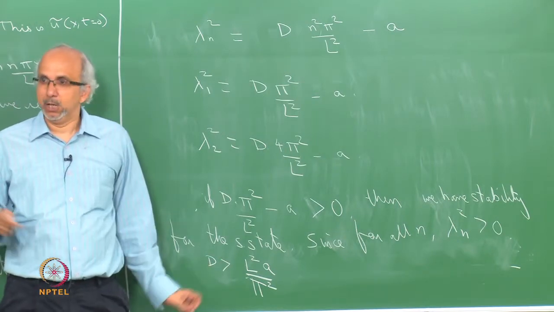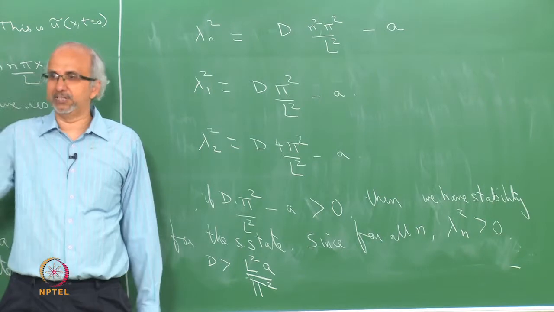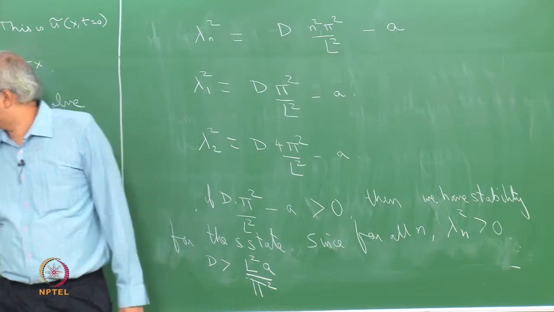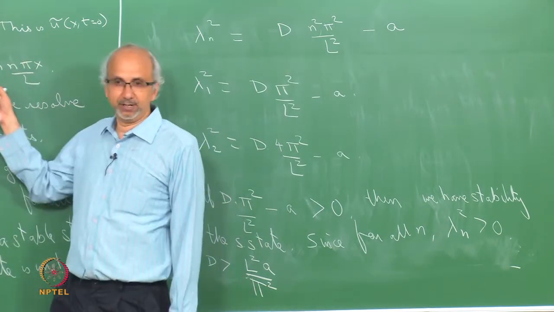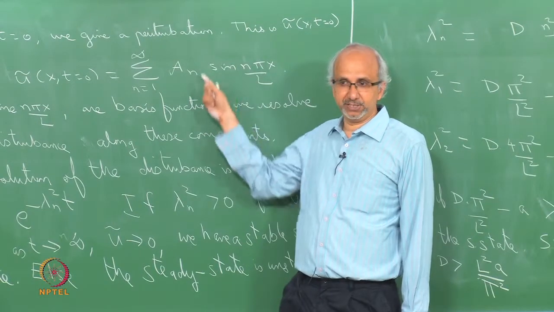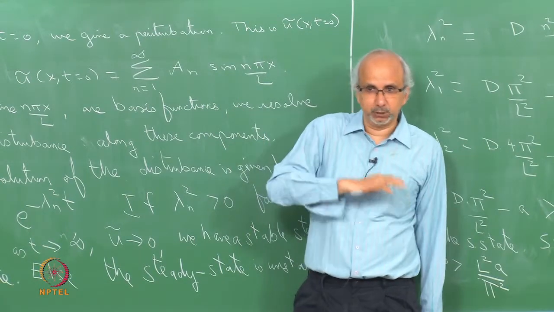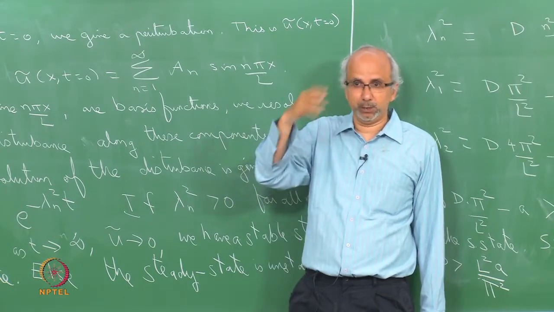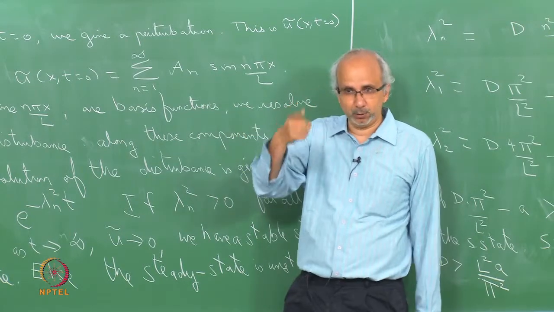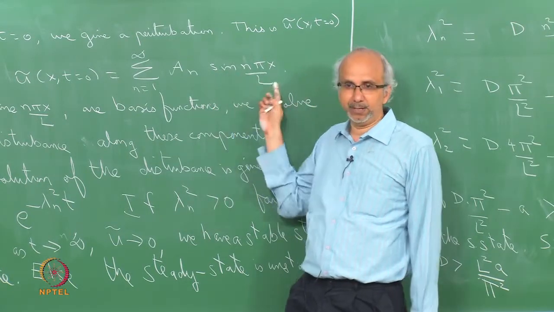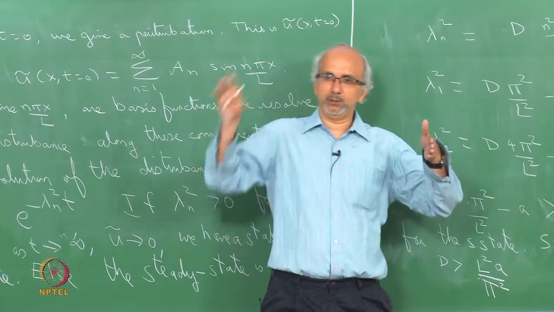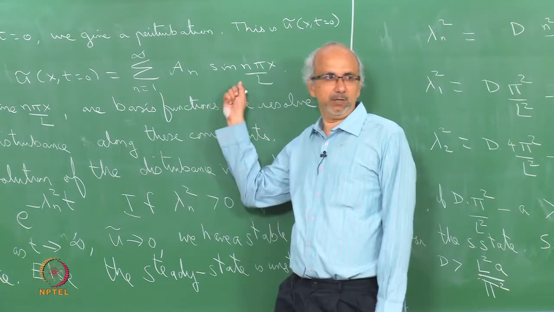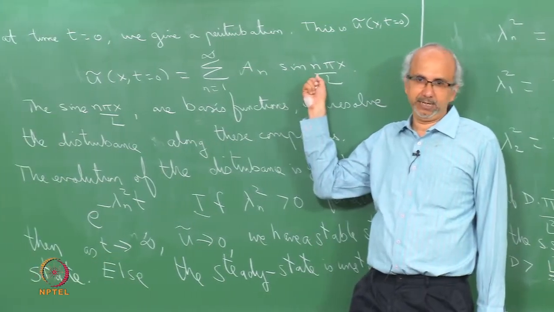If the diffusion coefficient is less, you will have a non-zero solution, you will have some function. You get some idea about how that function looks by looking at the corresponding eigenfunction, sin n pi x by l. Sin n pi x by l tells you how the spatial variation of the non-zero solution is going to be. So the non-zero solution corresponding to n equal to 1 is going to be of the form sin pi x by l. It's going to go to 0 at the two ends and have one hump in the middle. That's the information present in the eigenfunction.